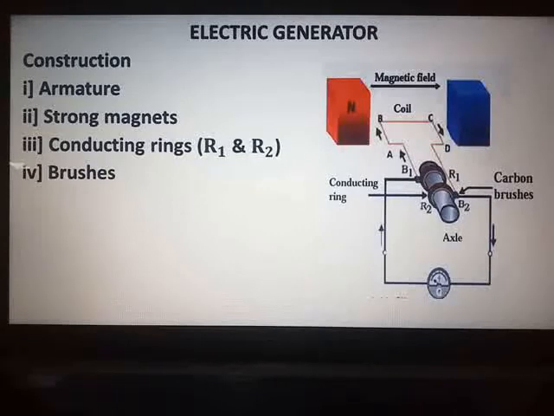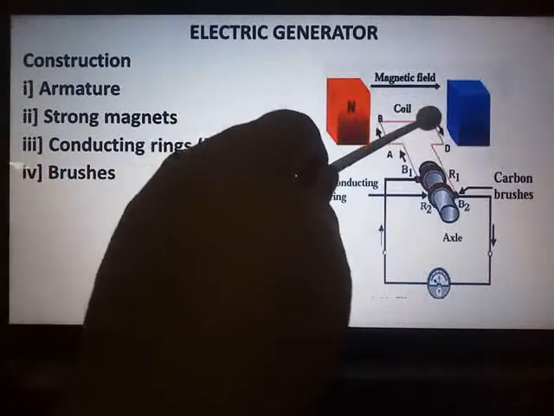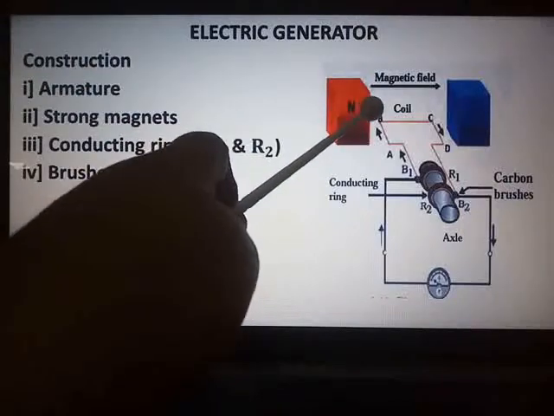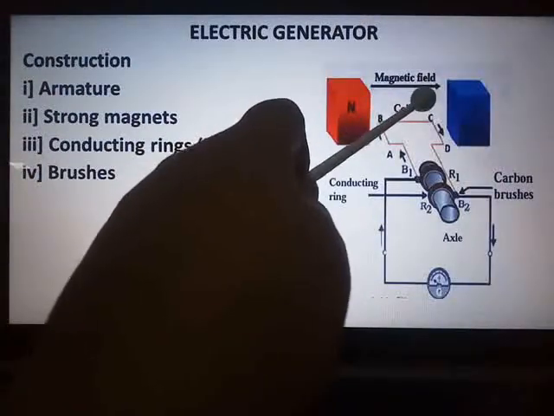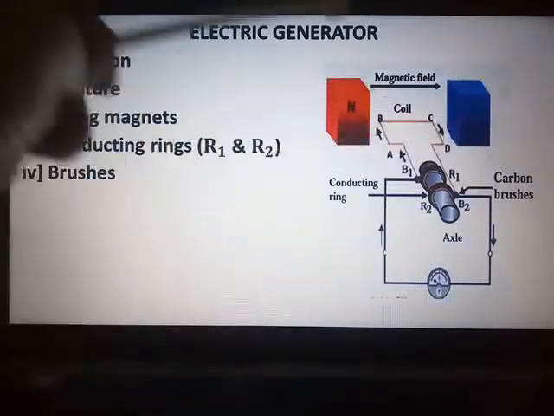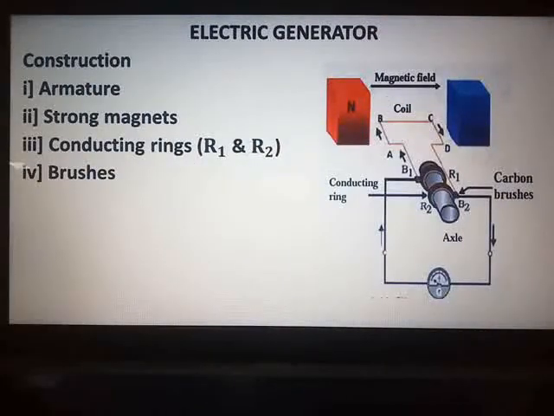What is the concept of this working over here? When the coil of the electric generator, this is your armature coil, same like electric motor, rotates in the magnetic field, it induces a current in the coil, and this induced current then flows into the circuit which is connected to the coil. So here current is not supplied from outside, but the current is induced in the coil when the coil rotates in the magnetic field.